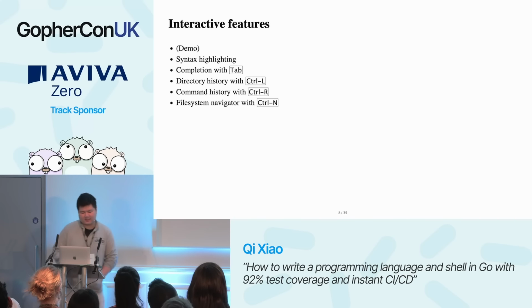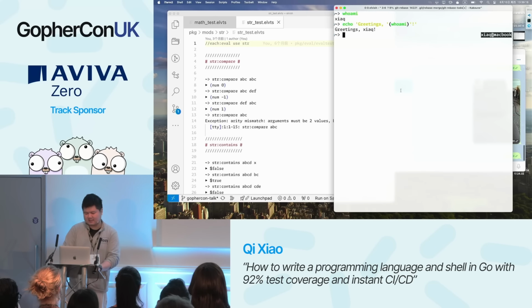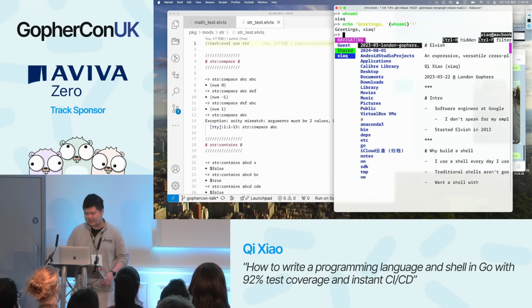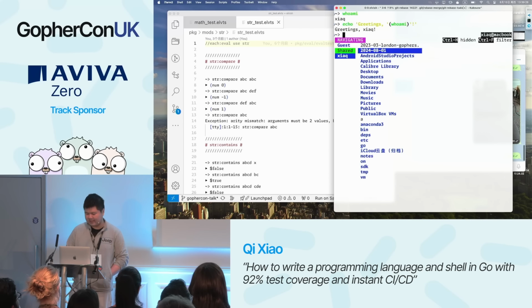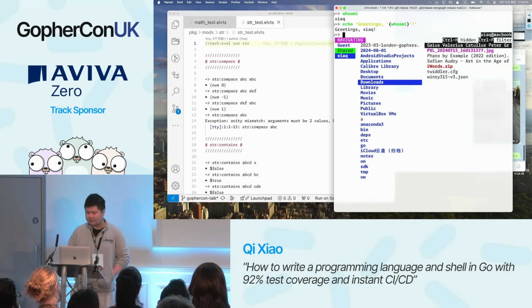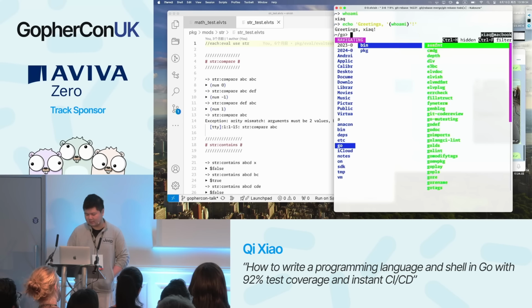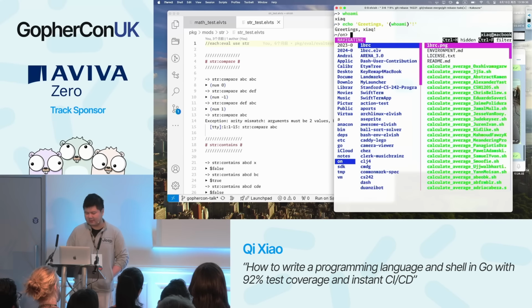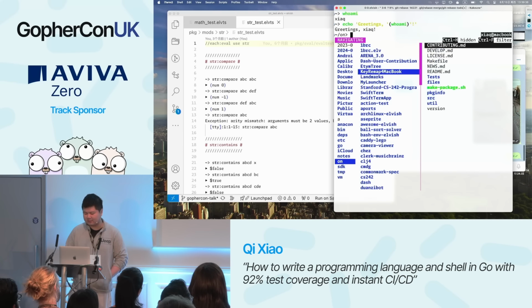Okay, I also talk about interactive features, and I just do a demo. So Elvish has syntax highlighting kind of out of the box. We have all seen this, and there are also other features, like there's a built-in file navigator that you can trigger with the Control-N, and this gives you a column view of your file system, and you can go in, go out. This is very handy if you're just exploring a new project, something like that.